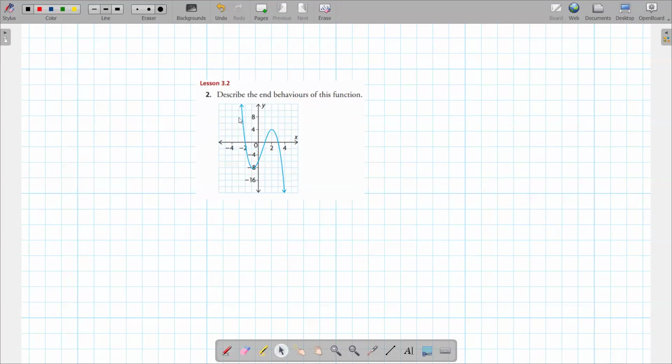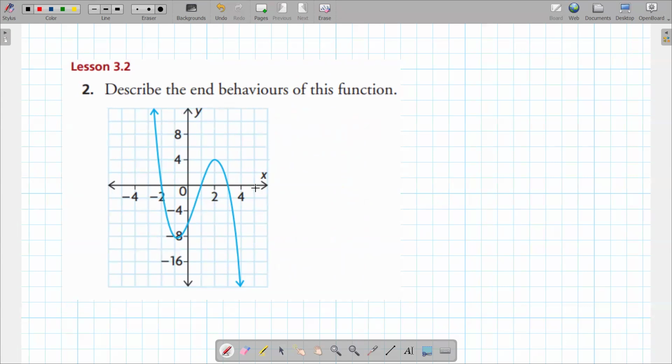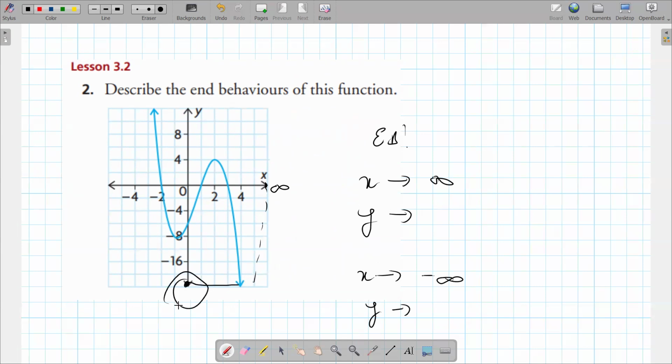It says describe the end behaviors of this function. So whenever a question asks you for end behaviors, every single time you're going to be doing this. As x goes to positive infinity, y goes to blank, and as x goes to negative infinity, y goes to blank. So as x goes to positive infinity, the y value that we're looking at is down here. What's the y value down there? Negative infinity. What about on the other side? When x is negative infinity, what's the y value? Positive infinity. And there you go.